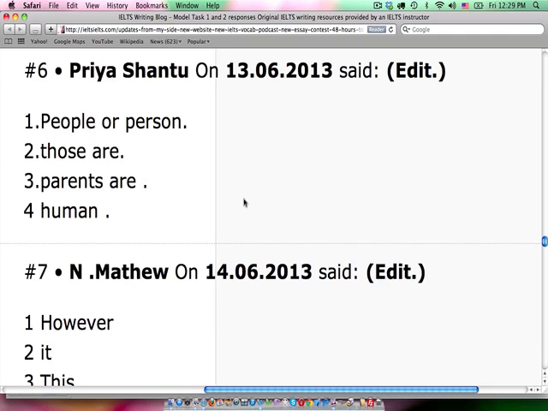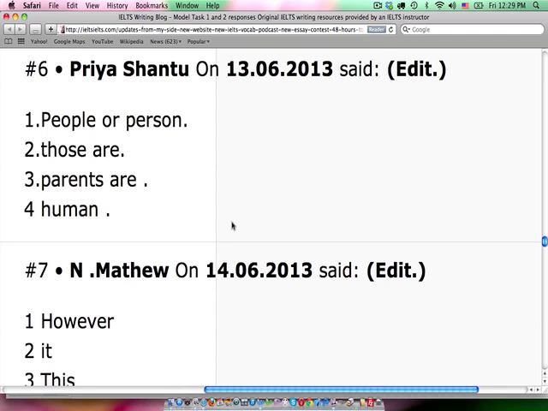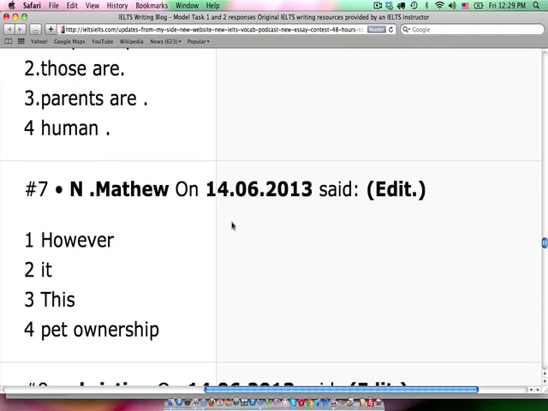Number 3, "parents are taught him." Again, I don't know why you're using the verb "are." We have "taught" already, so we don't need another verb mashed into that sentence. So number 3, no. And number 4, "the positive nature of human makes it clear." I'm sorry, Priya, that wouldn't work either there. But thanks for suggesting those.